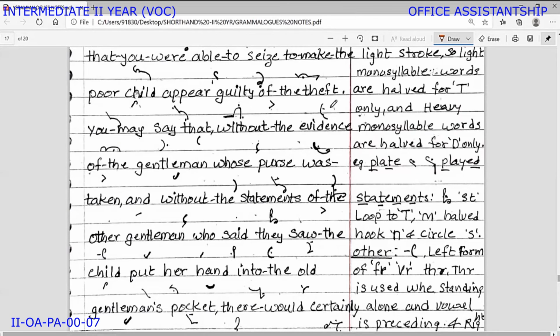How will you apply that? Whichever consonant is before that T or D, you're going to have that consonant. So F, you're having F here. Then B half down the line, and without half is a gram.